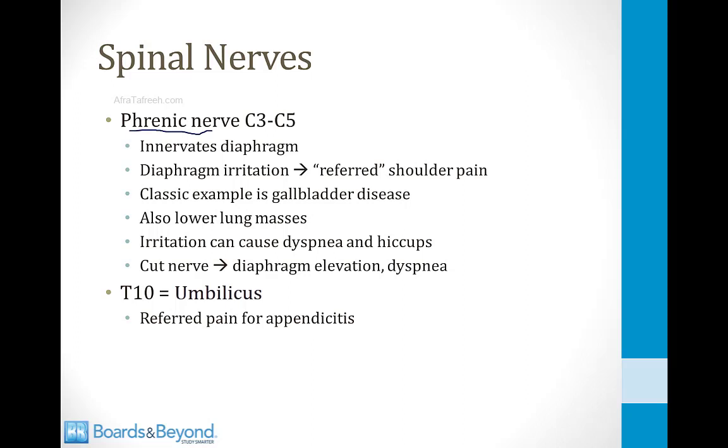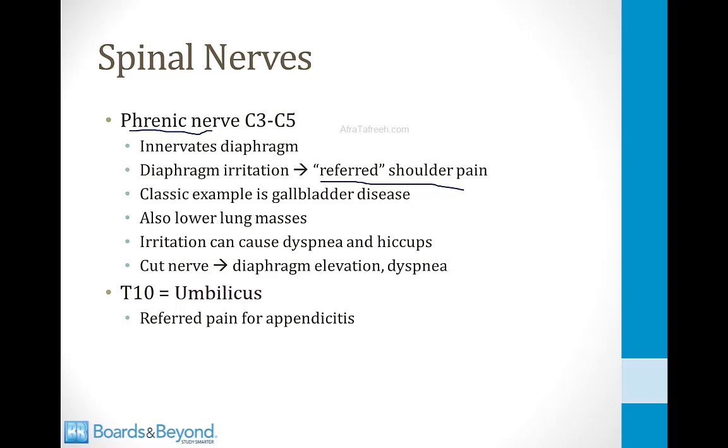And a special feature of this nerve is that when the diaphragm gets irritated, patients will often sense referred pain to their shoulder because C3 and C5 also innervate the shoulder. A classic example is a patient who has gallbladder disease. They will sometimes complain of pain in their shoulder, and this is called referred pain. Also, patients who have lower lung masses can sometimes have the phrenic nerve get irritated, and they can feel a sensation of pain in their shoulder.